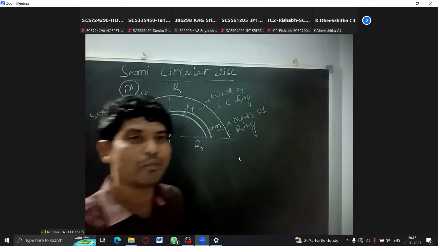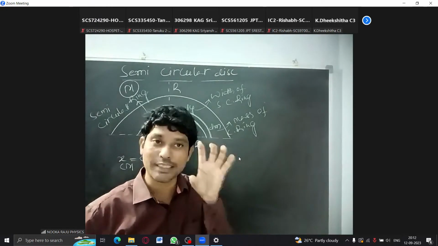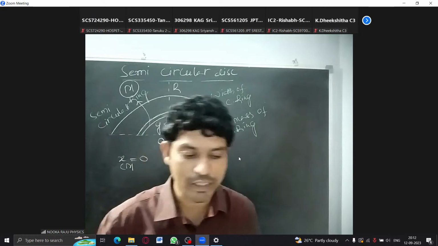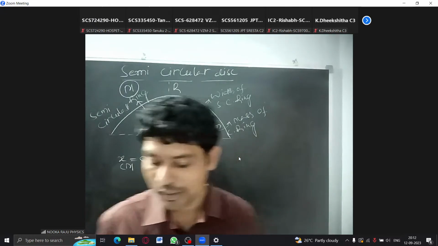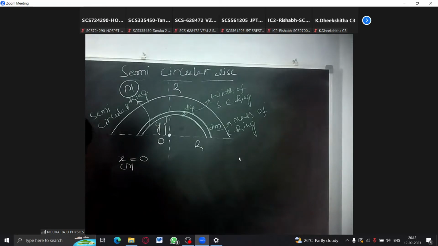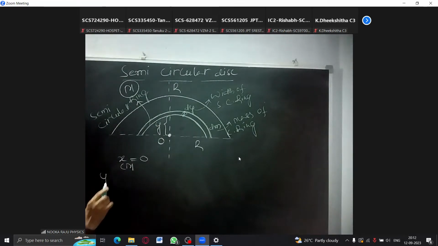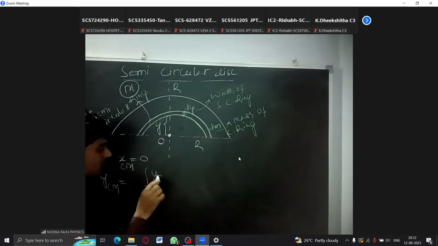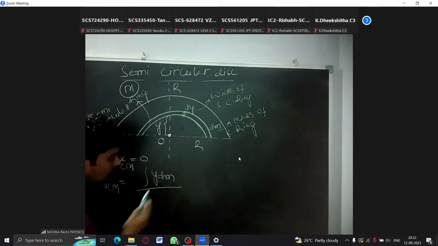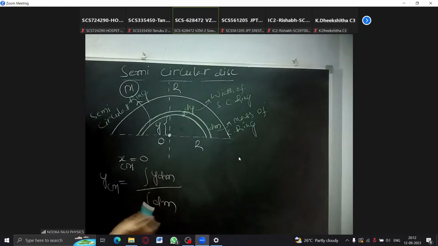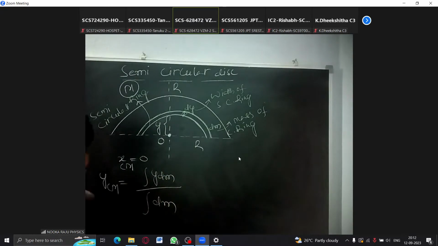Okay, now what is the mass of the circular ring? Any doubt? Very good. Please draw the diagram clearly. Now, what do you have to find out? YCM is equal to, what is the common formula? YCM equals integration of y dm divided by integration of dm. So this is the ultimate formula.